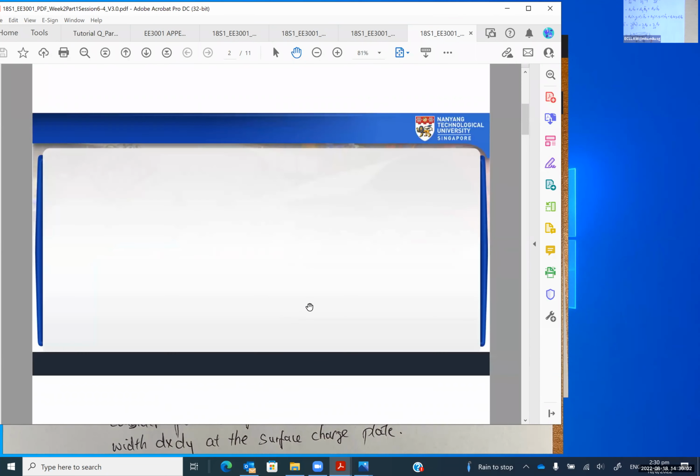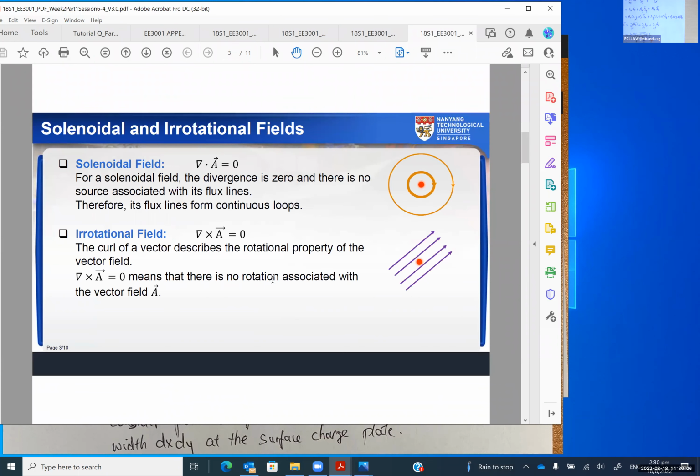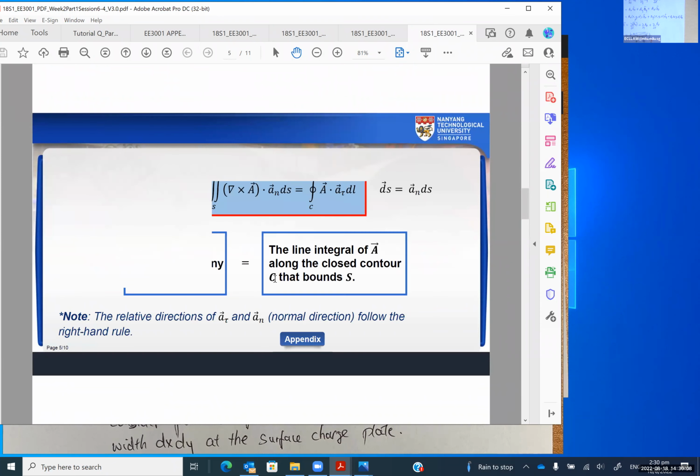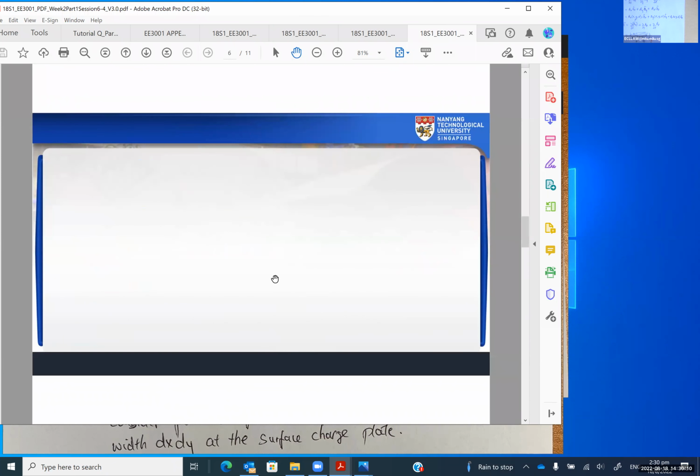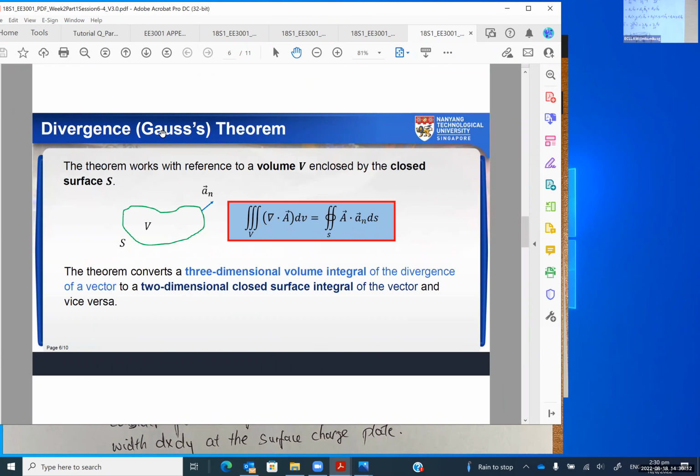Okay, so let's go through this one. Where is your divergence theorem? Stokes theorem. Yes, divergence theorem, also known as Gauss theorem. Can you read this out? How will you read this? So let's start from here. What is this thing here?